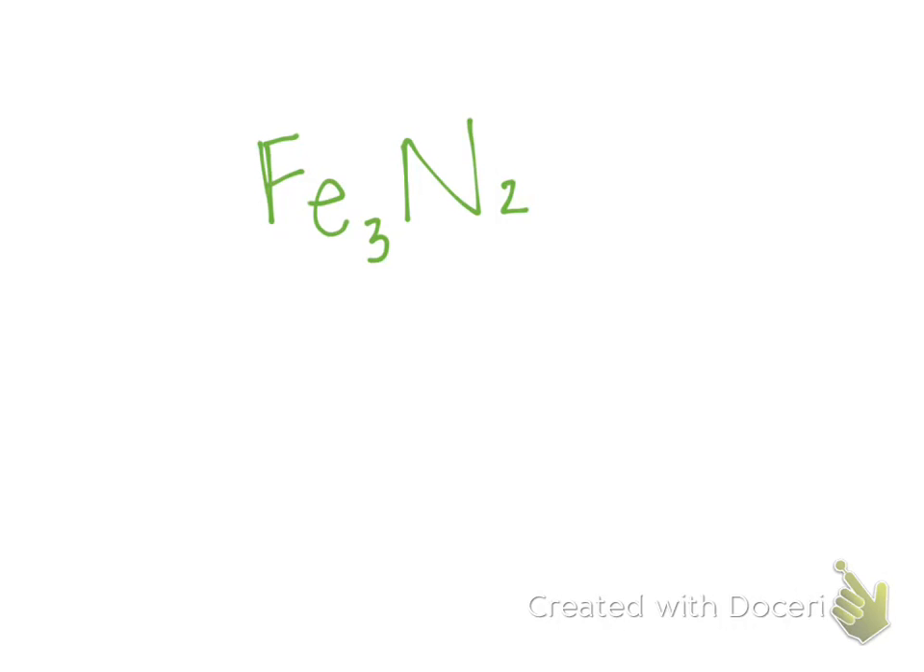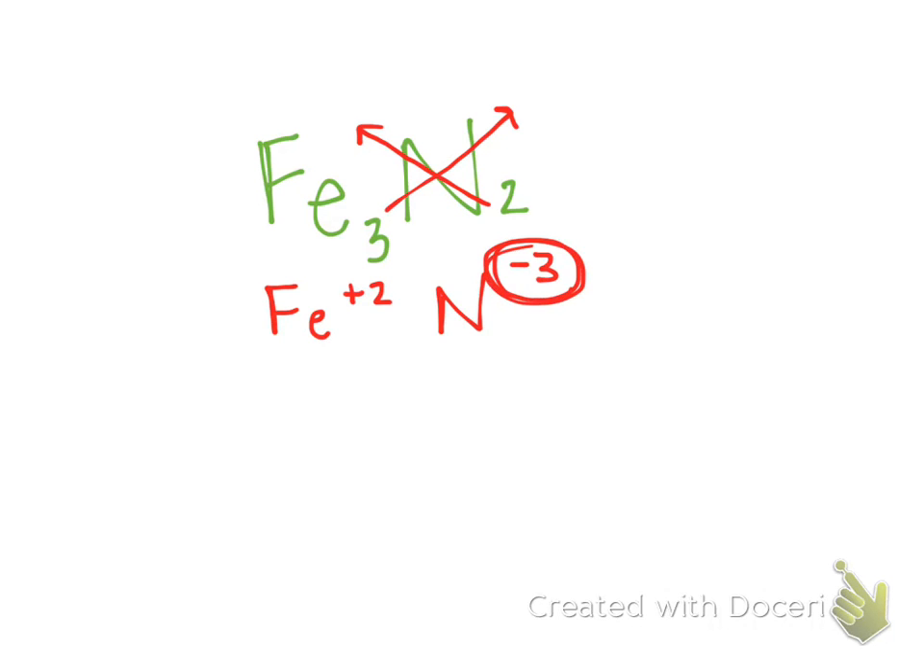So you can always just start by doing the cross method. That's fine. We would bring this back up, and we'd bring this back up, and that would leave us with an iron. What would iron's charge be? Plus 2. And then that would leave us with nitrogen. What's its charge? Minus 3. Does this charge right here for nitrogen match what we think it should be? Yes. Then that means the cross method will work, right?